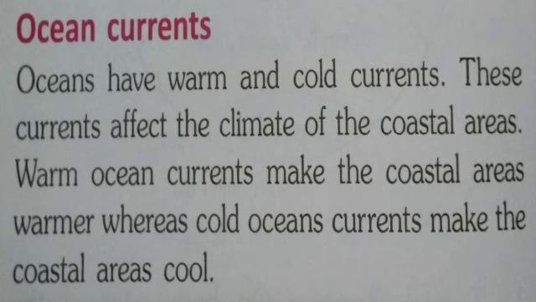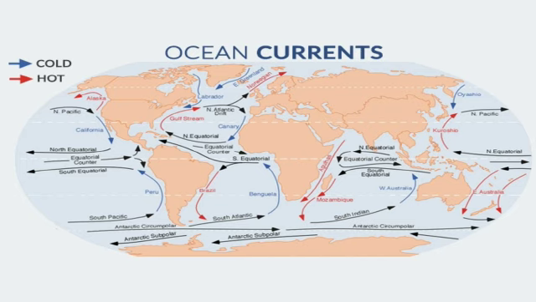Ocean currents. Oceans have warm and cold currents. These currents affect the climate of the coastal areas. Because of these currents, the climate of coastal areas becomes warm or cold.